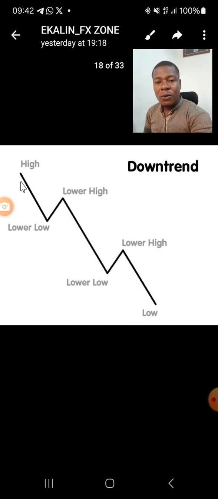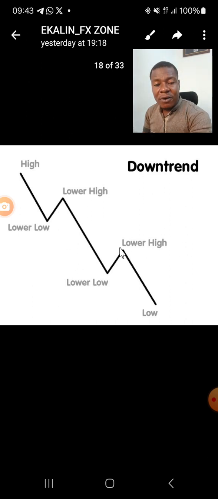So when it moves down, it forms a lower low. When it retraces up, it forms a lower high. The reason why this is a lower high is that this point here is higher than this low, but it's also lower than this high. So this is a lower high, then a new lower low will be formed. This low is lower than the previous low. That is why it has the name lower low.